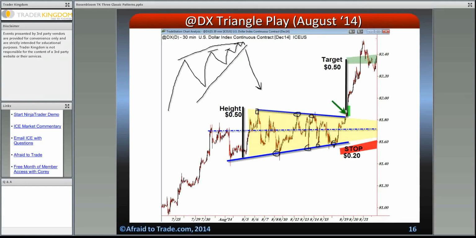So a wedge pattern is similar in expectation, meaning a breakout or expansion move from consolidation, but wedges tend to be more reversal patterns, exhaustion patterns, than triangles, which typically are, or can be, continuation patterns more than 50% of the time.